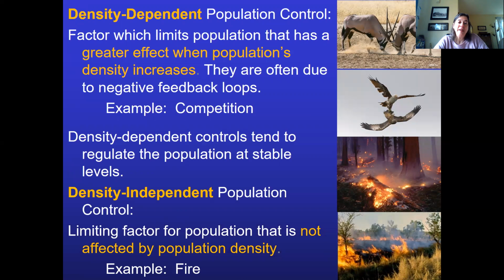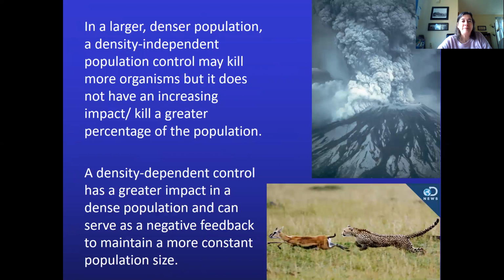Density independent is when the limiting factor is not affected by population density. For example, a fire is going to take out a population in an area no matter how many organisms were there to begin with. So it's not dependent on the population's density. We'll go through a few more examples of these so you kind of get the sense of it. In a larger, denser population, density independent population controls may kill more organisms, but it will not have an increasing effect or kill a greater percentage of the population. A density dependent control has a greater impact in a dense population, a lesser impact in a less dense population.